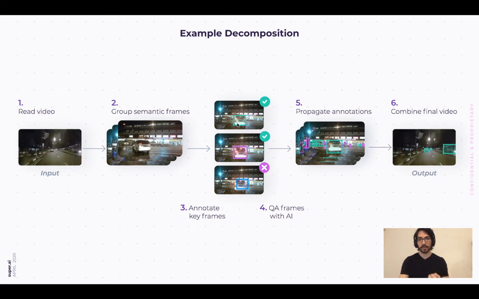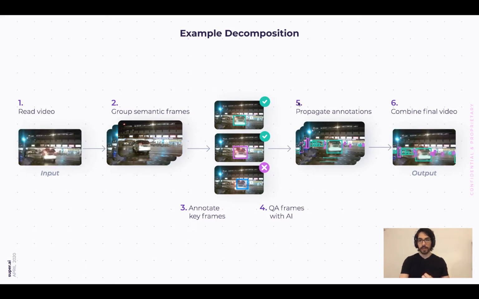It's not shown here, but you would say, okay, label one car, or label one bicycle, or label one street light, and you would send that to multiple people. And then you would QA that, so you would make sure that each of these labels is good. You would combine them, and then you would propagate these annotations over these semantic groups.